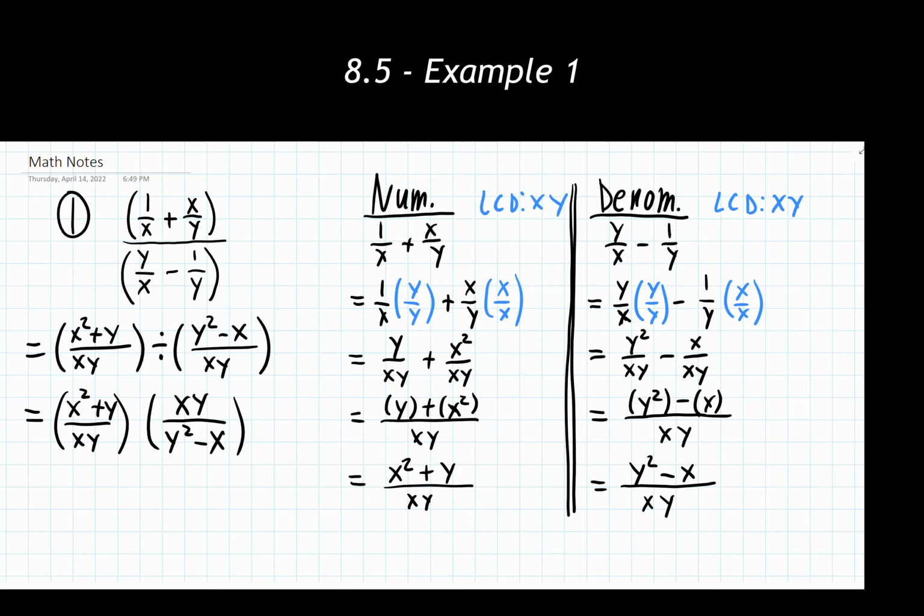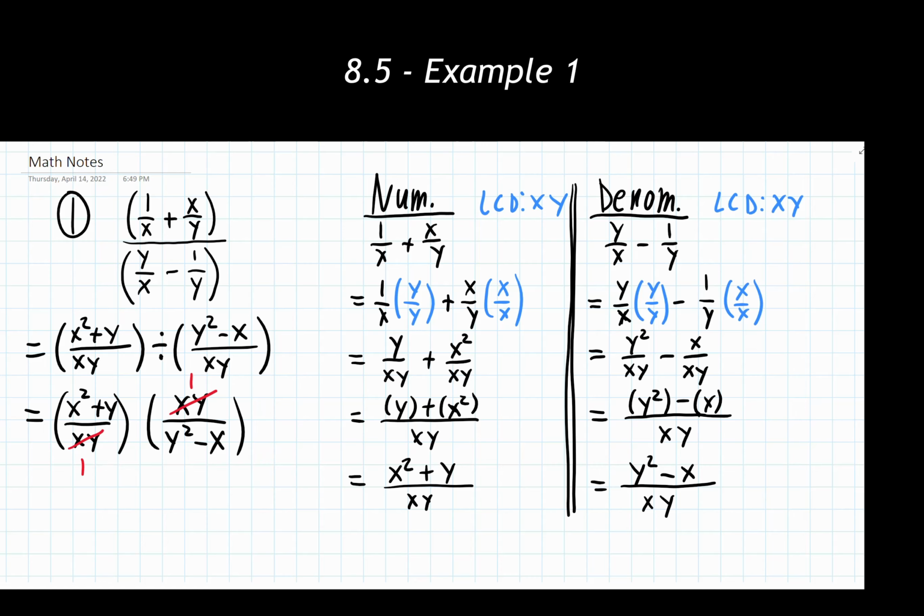I believe this was our 8.2 material that we covered with this. And now that I have two fractions multiplying together, I can look to see, is there anything I can do with cross cancellation at all? And yes, there is. I have an xy in the denominator and xy in the numerator spot. Those will cancel out to become 1.